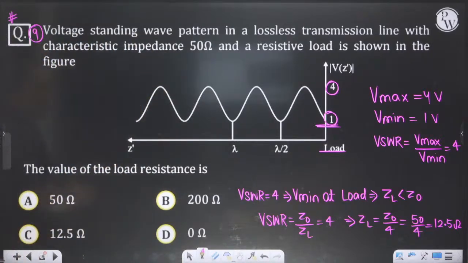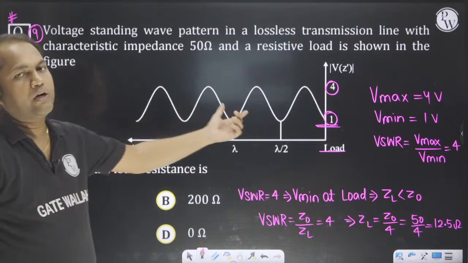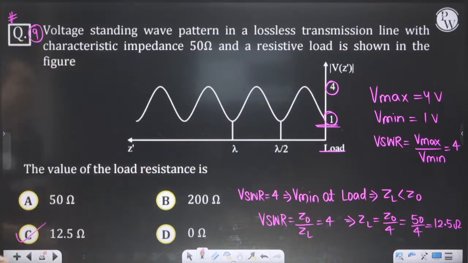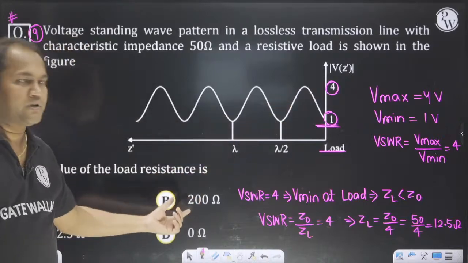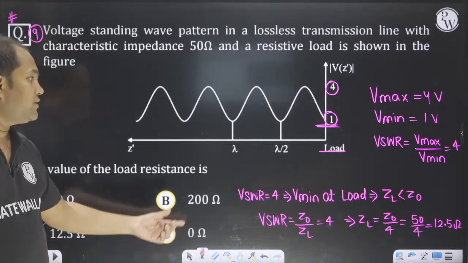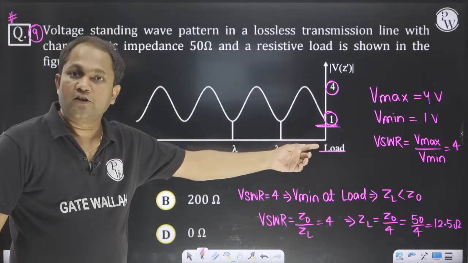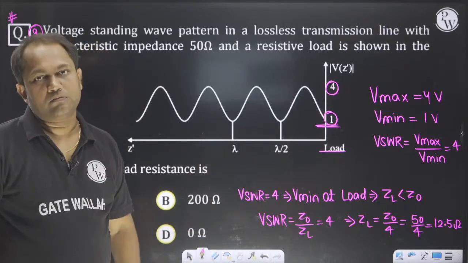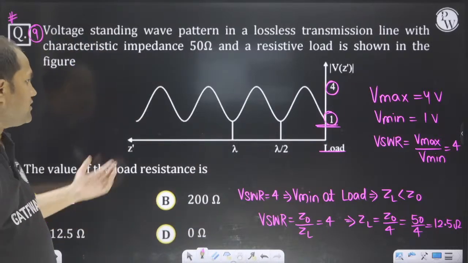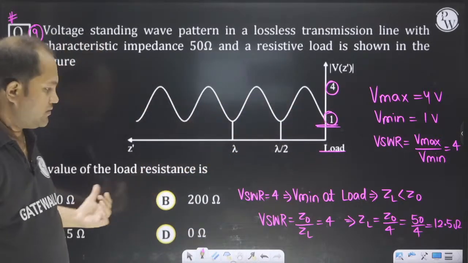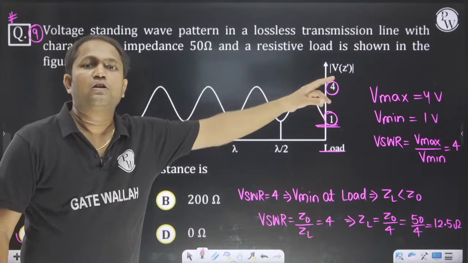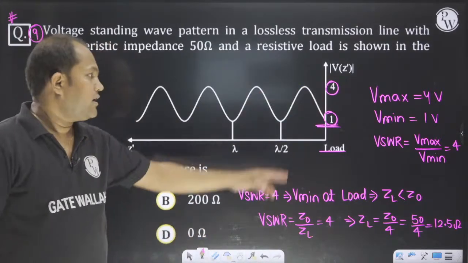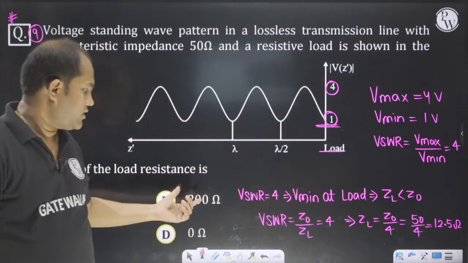Next, we can also go option-wise. 50 ohm, there is no VSWR, so this option is wrong. 200 ohm gives Vmax at load, so this option is wrong. 0 ohm gives V minimum at 0, so this is also wrong. In this case there is neither maxima nor minima, so this option is wrong. In this case ZL is greater than Z0, so Vmax should be at load, so this one is wrong.